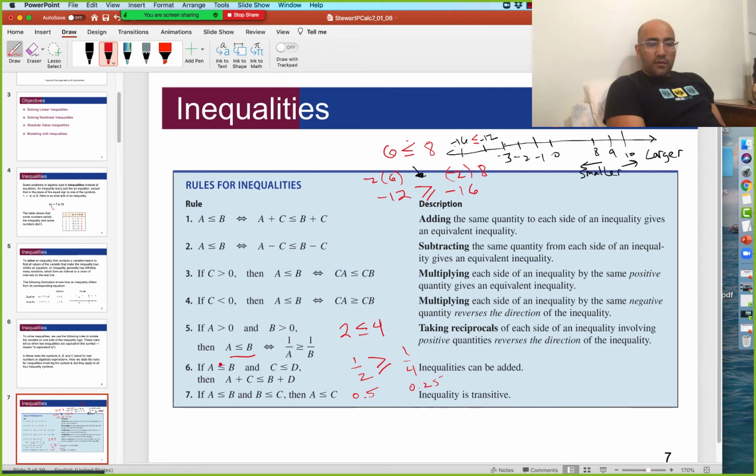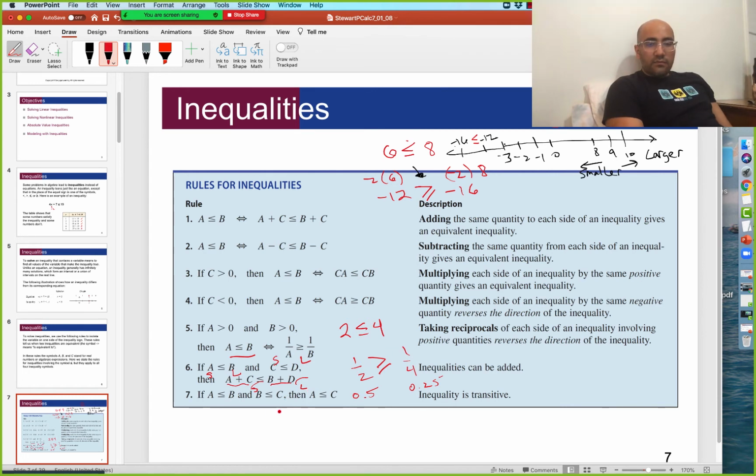And if A is less than B and C is less than D, then A plus C is less than B plus D, right? So in this inequality, this one is the smaller, this one is the larger. In this inequality, this one is the smaller, this one is the larger. So this property is just saying that if we add up together the two smallest ones, the smaller one plus the other smaller one is less than or equal to the larger one plus the larger one. That makes sense? Good.